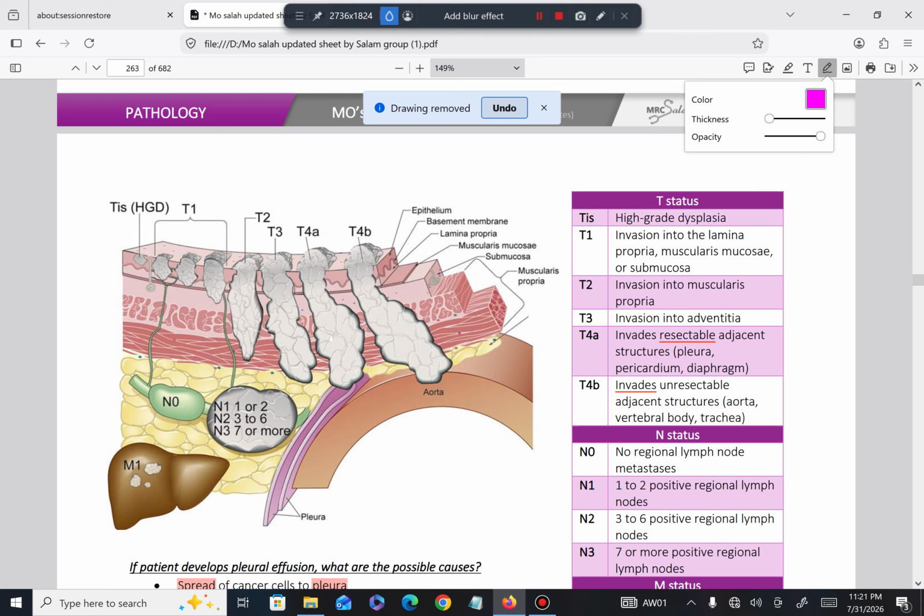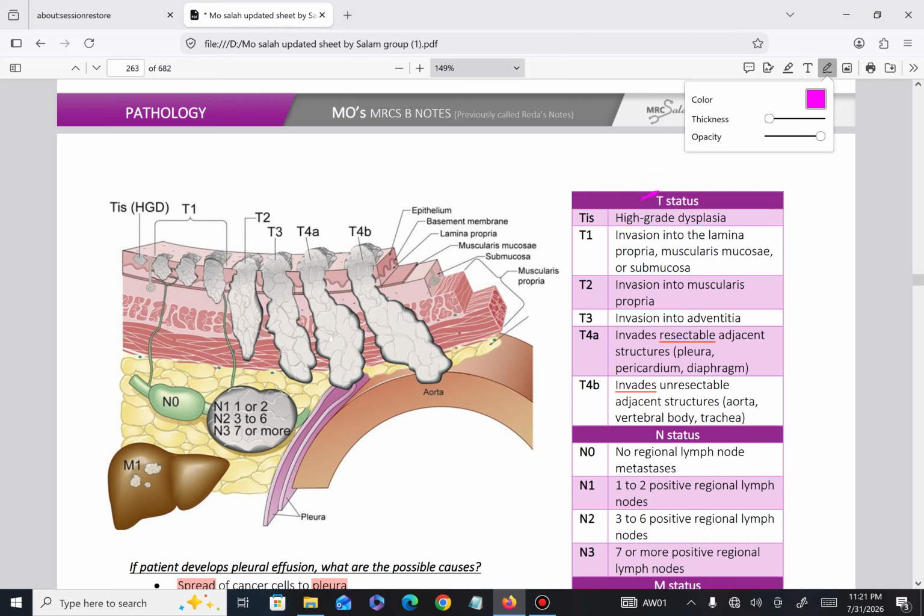The TNM classification of the esophageal cancer. So T stage is first, the T status. If there is high grade dysplasia, then the esophageal carcinoma is Tis, meaning carcinoma in situ. Okay, so the high grade dysplasia will be Tis.